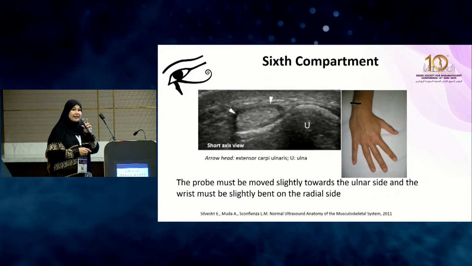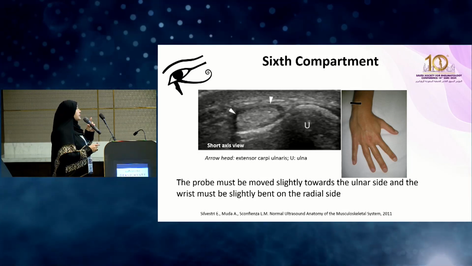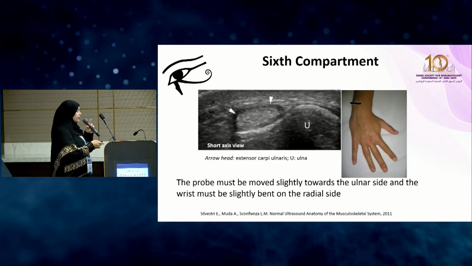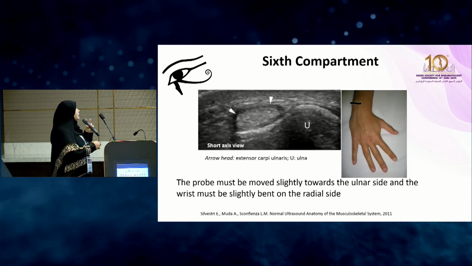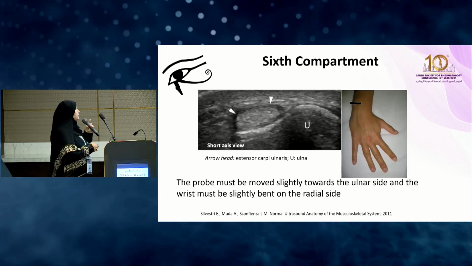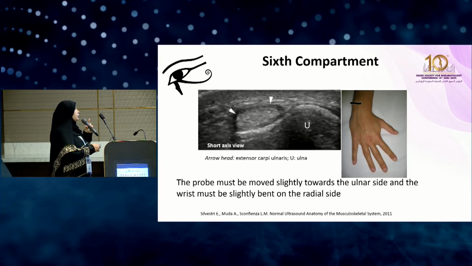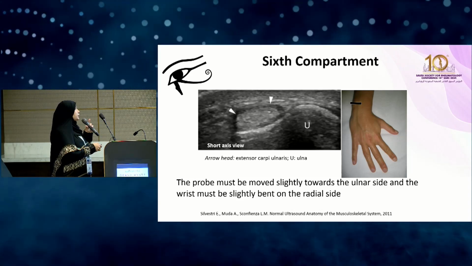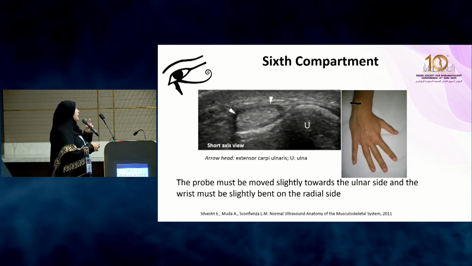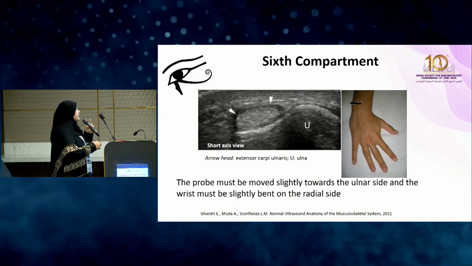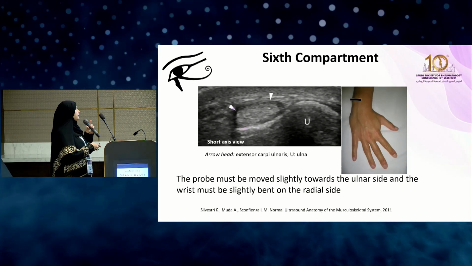Ask your patient to slightly move towards the radial aspect to scan the extensor carpi ulnaris, which is seen in a certain bony groove after the ulnar styloid process, and this is a characteristic appearance named the Horus eye.